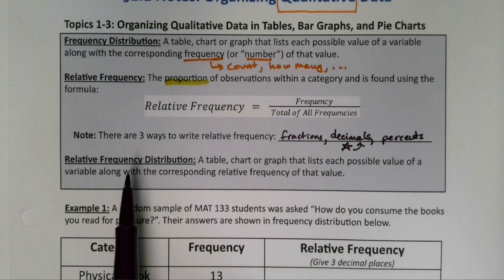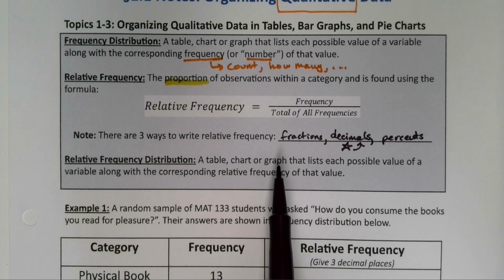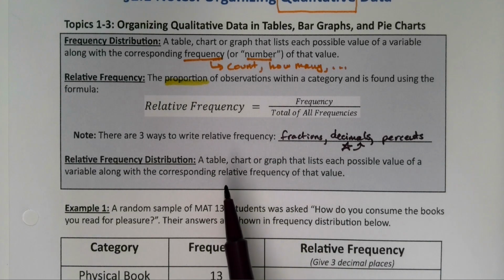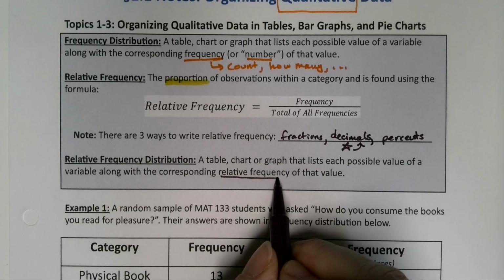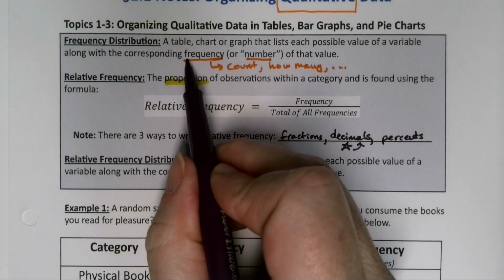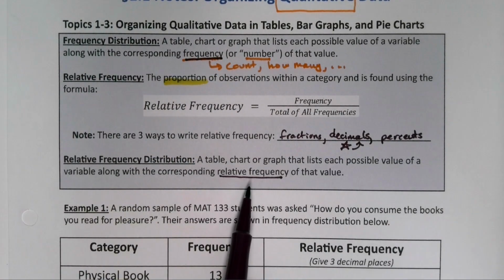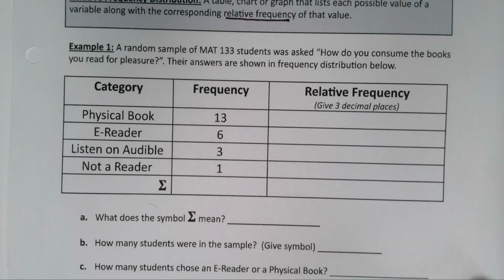All right, and then a relative frequency distribution is a table or chart that lists each possible value with its relative frequency value, not just its frequency. So frequency up here for a frequency distribution, relative frequency for a relative frequency distribution. Okay, so let's look at this example.